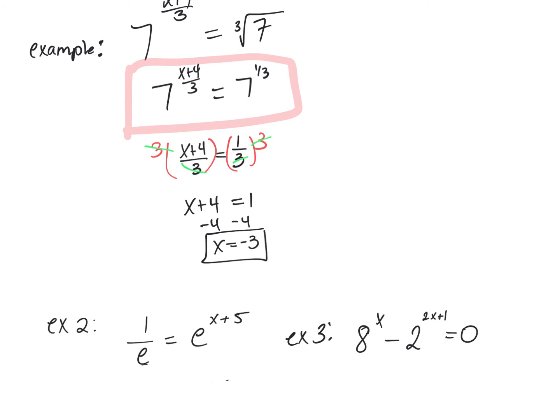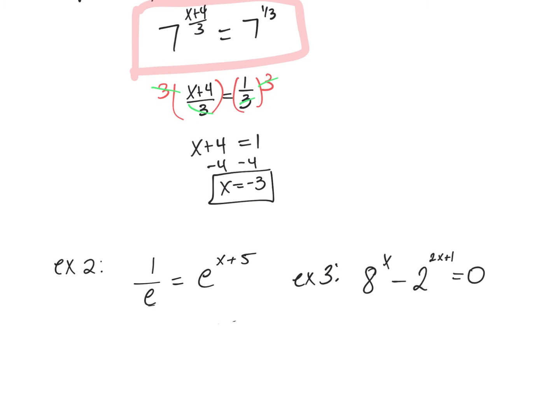Now example 2 uses the number e. Yes, I said the number e, which we will learn about later on this chapter. But it doesn't really matter what that number is. It can still be a base for an exponent. So 1 over anything is what exponent? Yes, e to the -1. 1 over 5 is 5 to the -1. 1 over x is x to the -1. So e to the -1 is equal to e to the x plus 5.